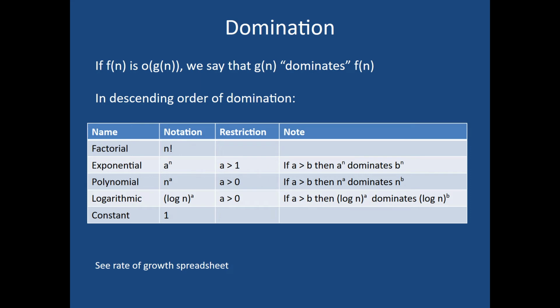And we can compare common functions in order of domination. This is another good thing to commit to memory. N factorial dominates any exponential. We're only concerned with where the base of the exponential is greater than 1. So n factorial dominates a to the n for a greater than 1. A to the n dominates n to the a. So exponentials dominate polynomials. And here we want a to be greater than 0. Any polynomial dominates any power of a logarithm. So if you try to compare n to log n to the 100th power, which grows faster?